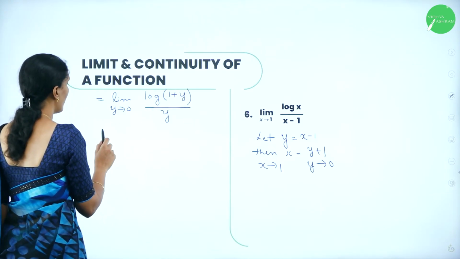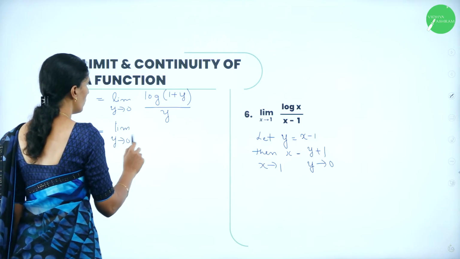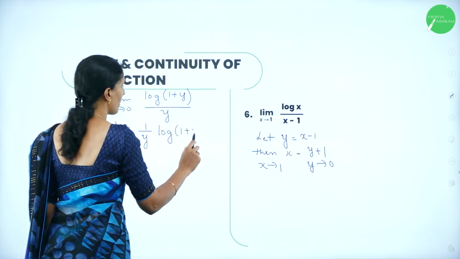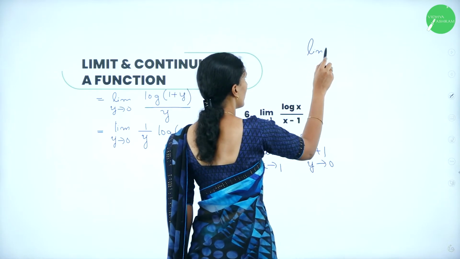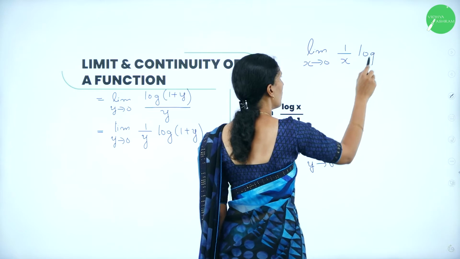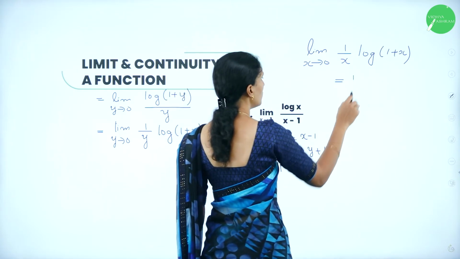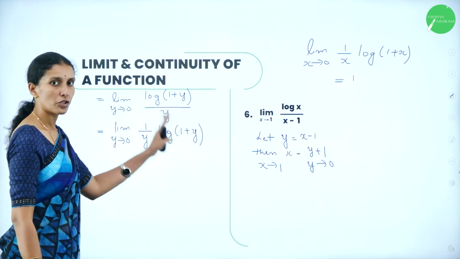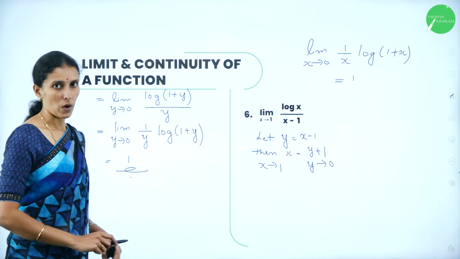Or you can write this as limit y tends to 0 1 by y into log of 1 plus y. This is of the form limit x tends to 0 1 by x log 1 plus x, whose value is equal to 1. Now in the place of x we have y, which is of the same form. Therefore the value of the function is 1.